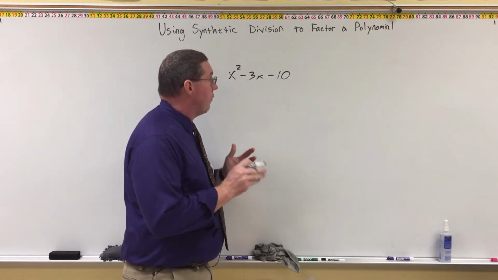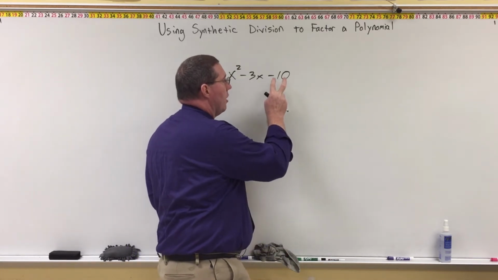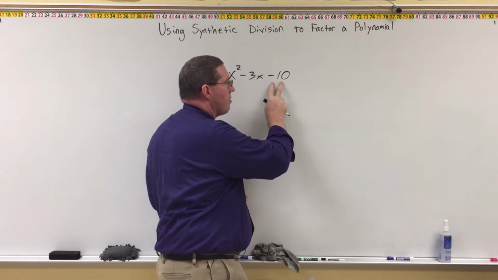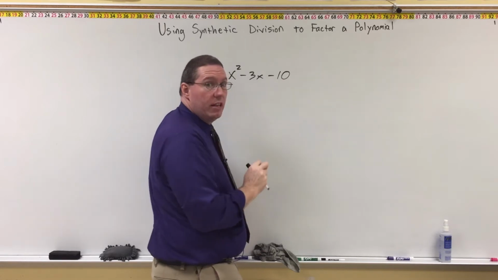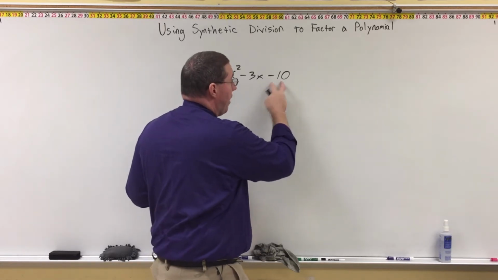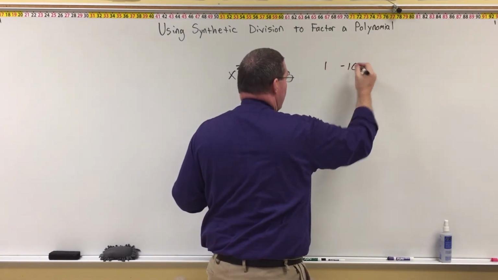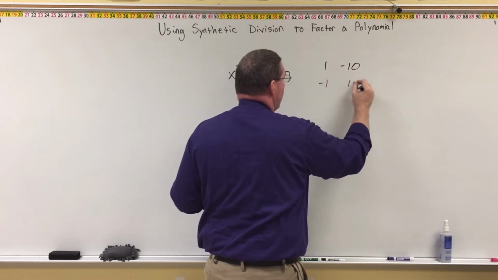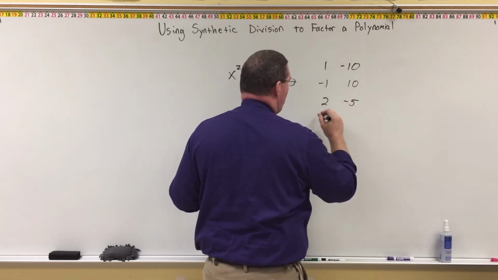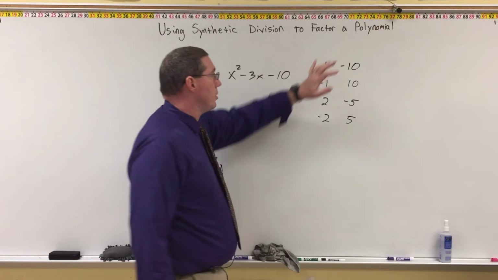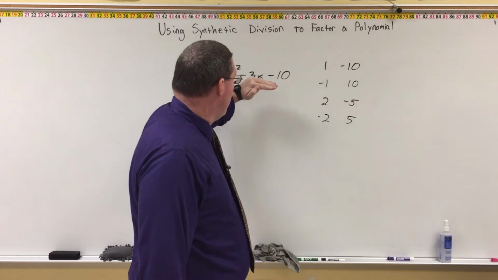So here, the first thing we need is a list of numbers to try. The list of numbers to try are going to come from your last number. And the way you're going to find the list of those numbers is you need to identify all of the possible factors of the last number. Okay? So negative 10 can be factored into 1 and negative 10. It can also be factored into negative 1 and 10. It can also be factored into 2 and negative 5 or negative 2 and 5. This is pretty much it. In terms of whole number factors, these are all of the factors of this polynomial.